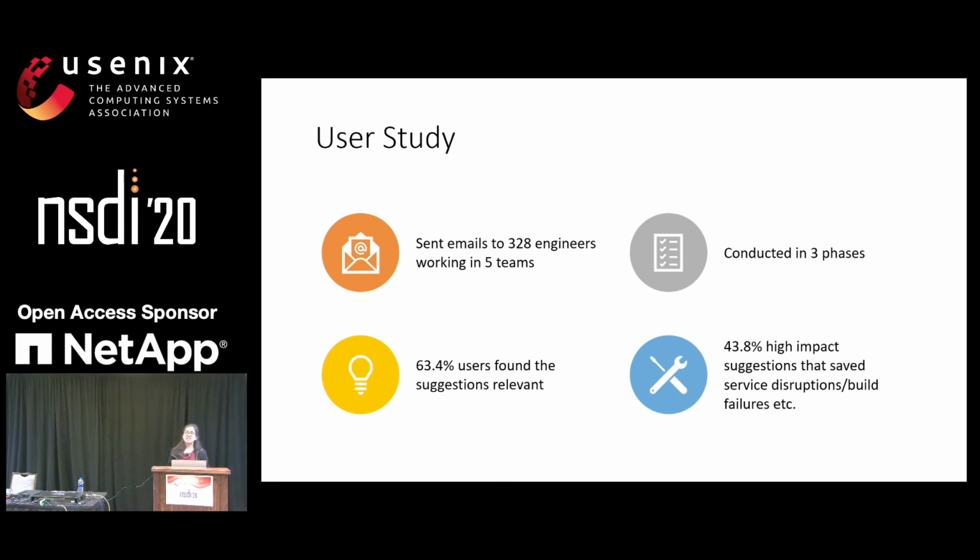As part of this, we realized that in addition to these hard true positive and false positive numbers, there is also another category of suggestions that developers find relevant, but they do not act upon because of various reasons. Either they are busy, or they have some other high priority work, or they make changes in a separate pull request, which the system is not able to capture as a true positive. We found that 63.4% of the users found the suggestions relevant, even though our deployment precision was around 20%. And about 43.8% of the true positives that Rex recommended were high impact, and they actually helped save service disruptions or failures.